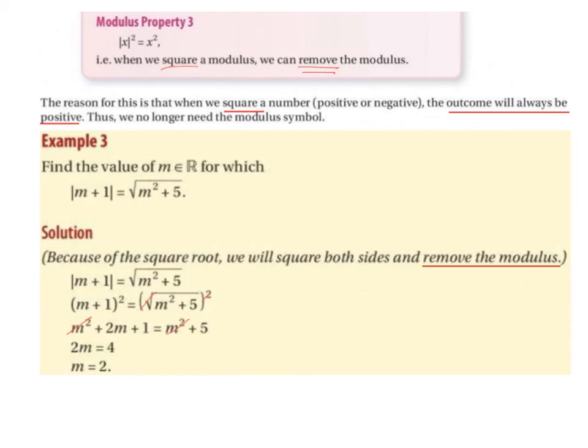So we're going to bring the 1 over the equal sign, it becomes minus 1, and 5 minus 1 is 4. So we get 2m is equal to 4, and dividing across by 2, we get m equal to 2. So we're asked to find the value of m, and we got m is equal to 2.